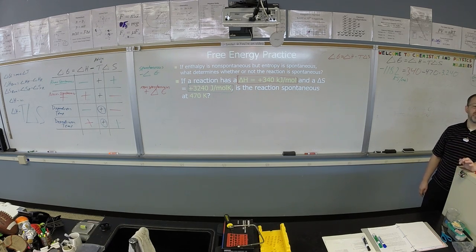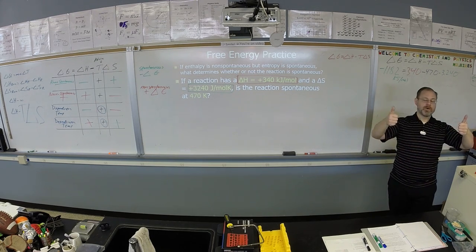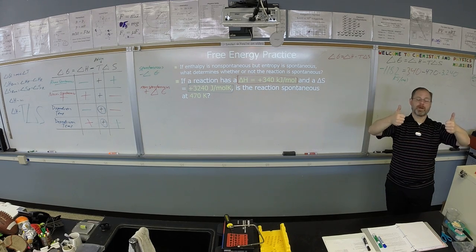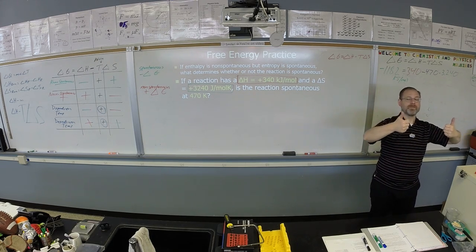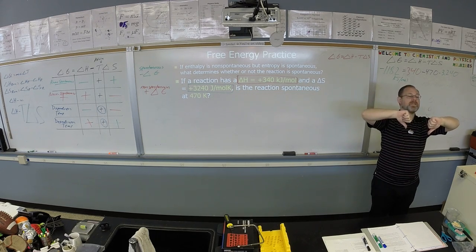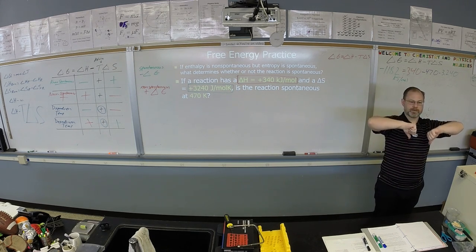The delta G will always be spontaneous when both the enthalpy and entropy terms are spontaneous. So if enthalpy is spontaneous and entropy is spontaneous, delta G is always spontaneous. On the other hand, if enthalpy is non-spontaneous and entropy is non-spontaneous, then delta G will never be spontaneous. There is no temperature that will make delta G spontaneous if they're both non-spontaneous.